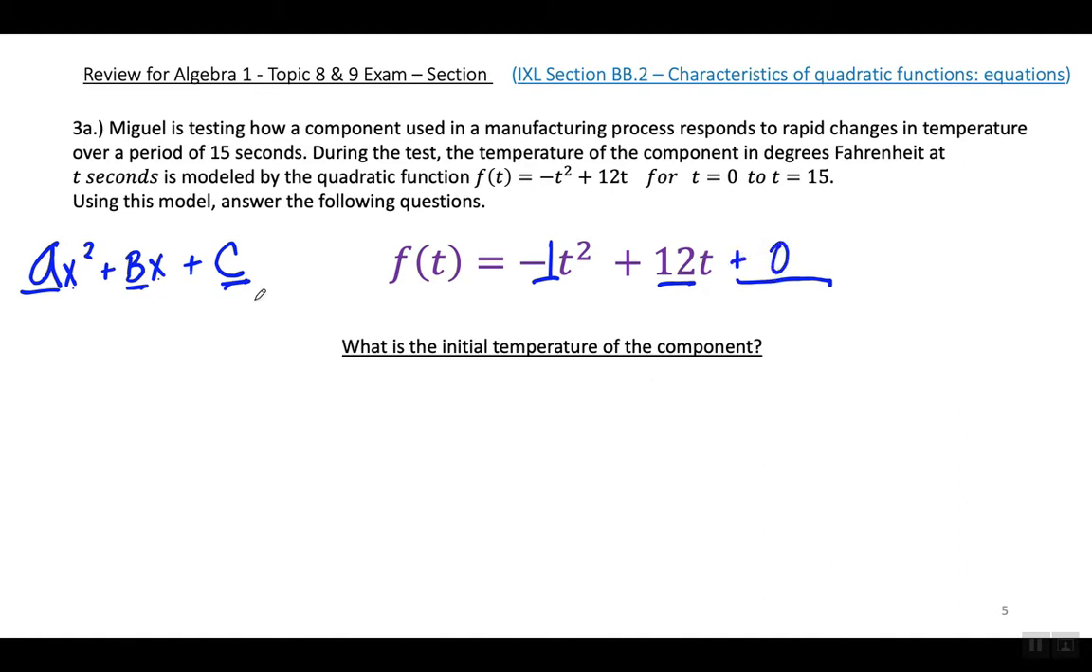So this number back here is the y-intercept, and the y-intercept is the initial point or the starting point in a quadratic function. Actually, let me not say always. For most of these questions, the y-intercept is almost always going to be the initial point. I'm just doubting myself for 1 second. But basically, in this case, the y-intercept is 0, so the initial temperature of the component is 0. However, let me explain it a second way as well.